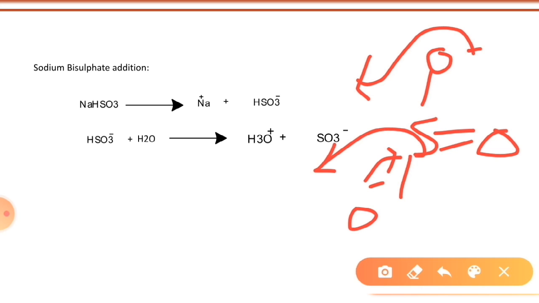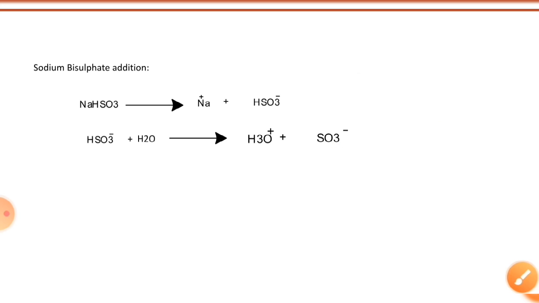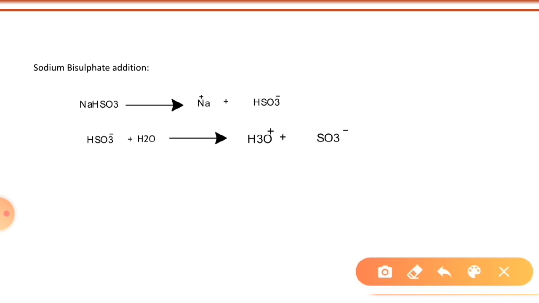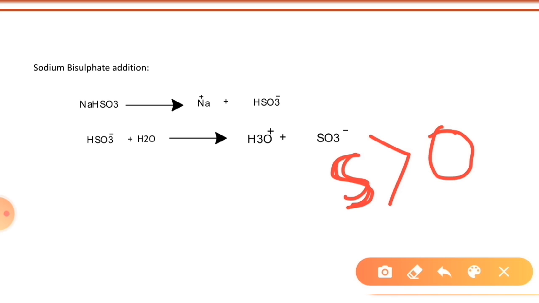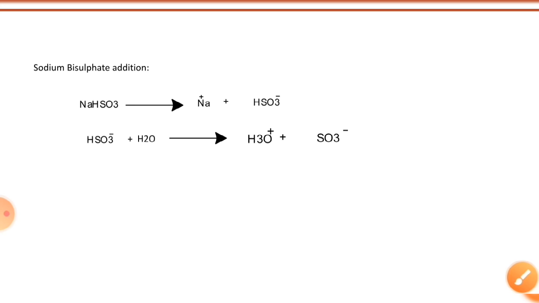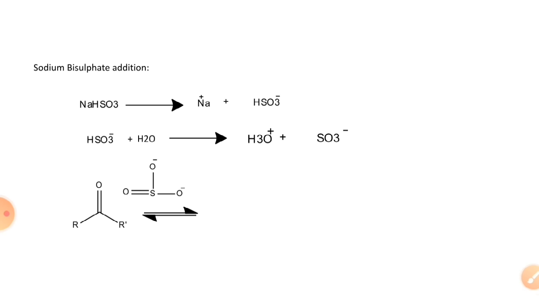So it will attack through sulfur because sulfur is higher in nucleophilicity than oxygen, because sulfur has a larger size and oxygen has a smaller size. So the charge density is lower in sulfur and higher in oxygen, and because of the larger size sulfur is higher in nucleophilicity than oxygen. So the reaction will occur through the sulfur atom. Now what will happen? Let's see.